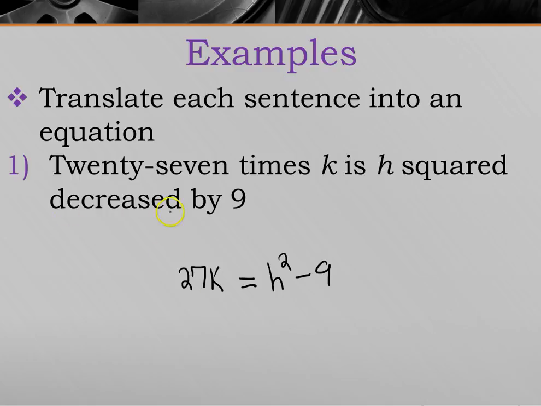And again, since we're saying decreased by, we keep the order it appears, h squared minus 9. Had this said h squared subtracted from 9, we would then switch it and have 9 minus h squared. Okay, so those are just the basics for writing an algebraic equation from an English sentence.